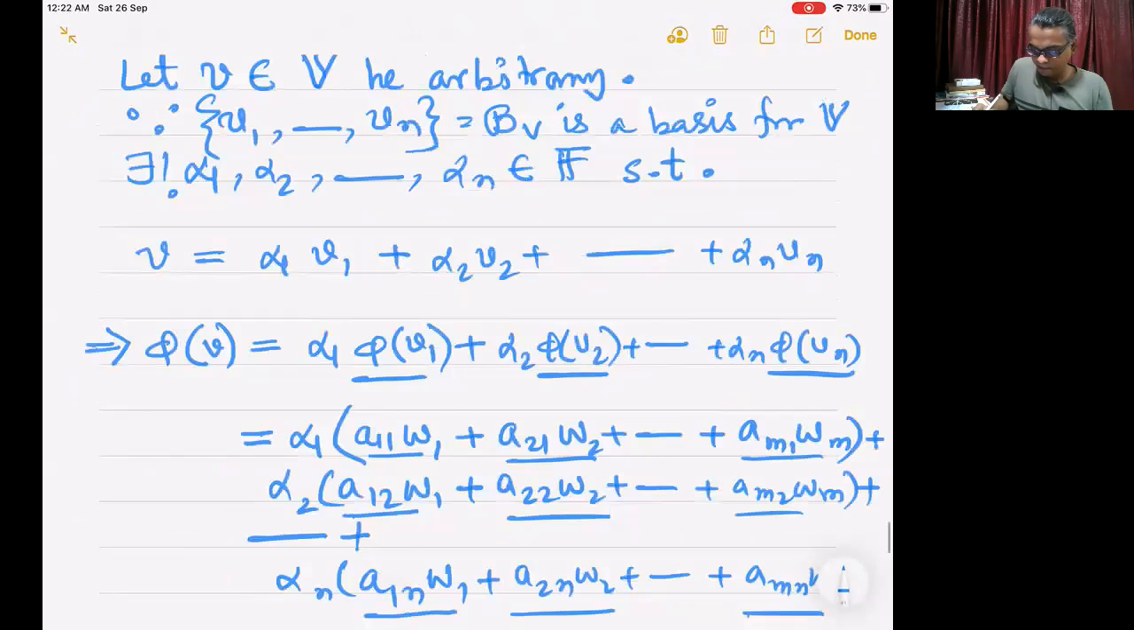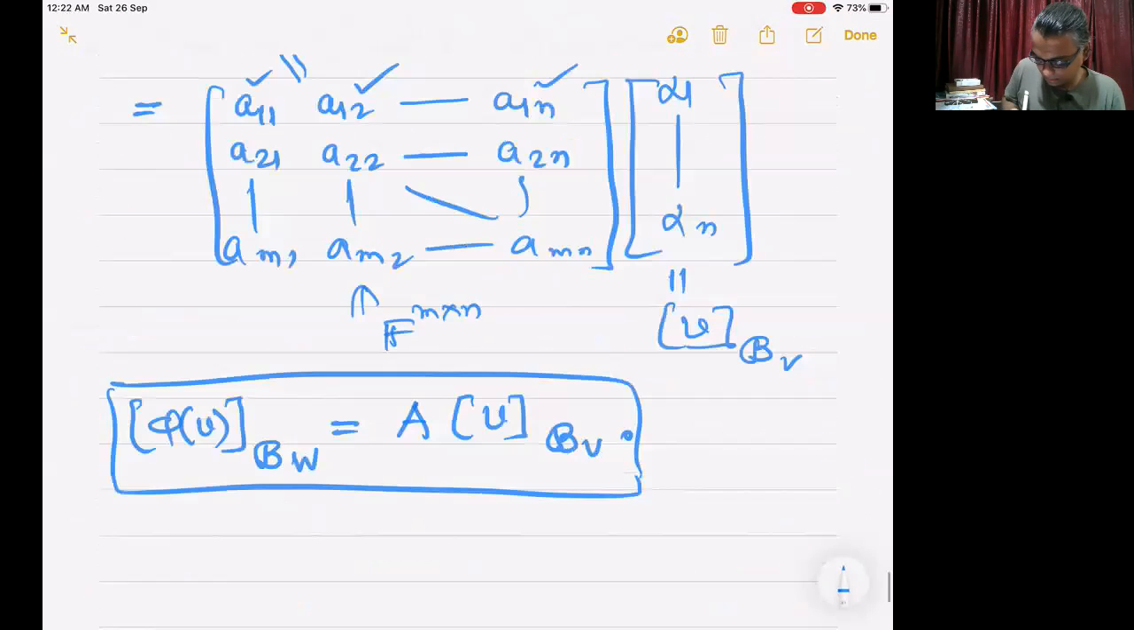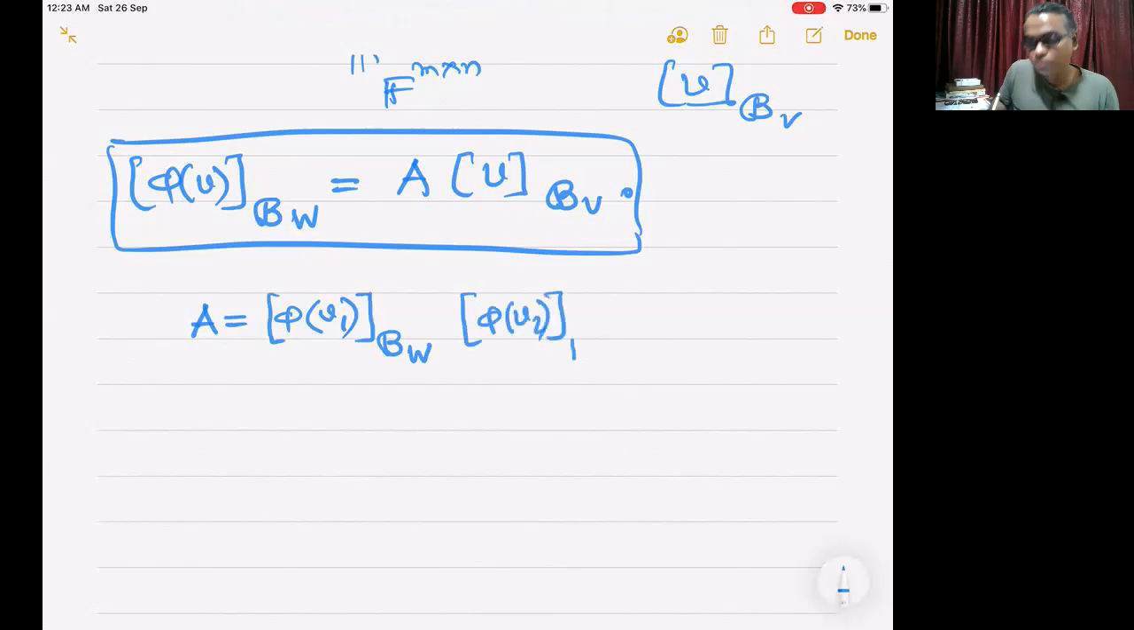That is this one. So once again, what we obtain is that the A that you get is nothing but this: look at the first basis vector, V1. Make phi act on it. Find out its representation under the basis in W. Write it as a column. Then look at phi's action on V2 represented in BW. Get the column. Keep on doing this till you make phi act on the nth basis vector of BV. Represent that in BW.